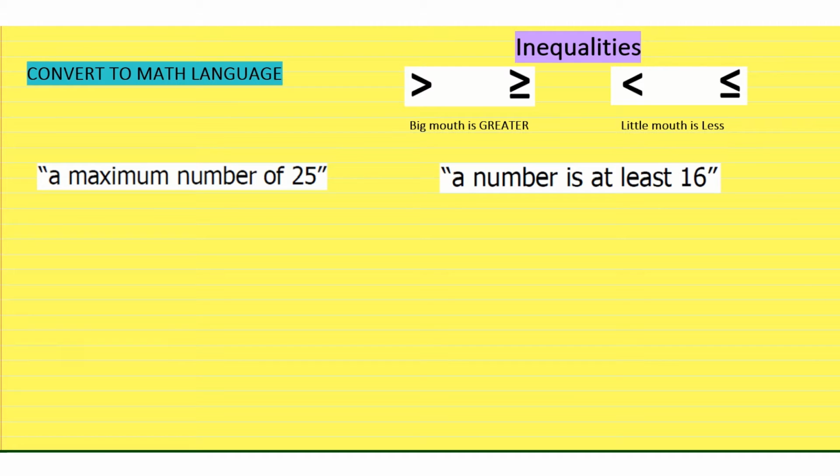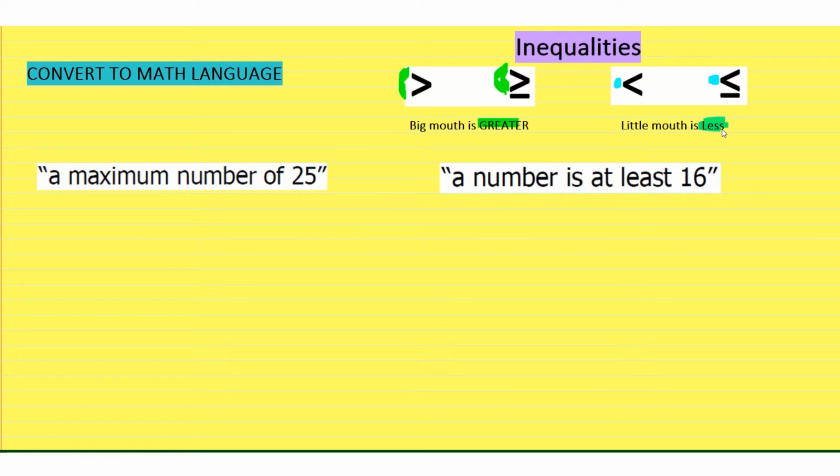I like to think of them as big mouth is greater. Big mouth is greater. And on this other side, it's like little mouth, and little mouth is less than. So we've got big mouth is greater, and little mouth is less than. That is the way I think about it. It's a very simple way to help me remember it.